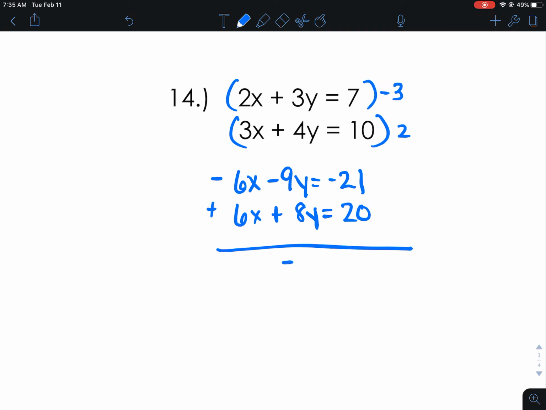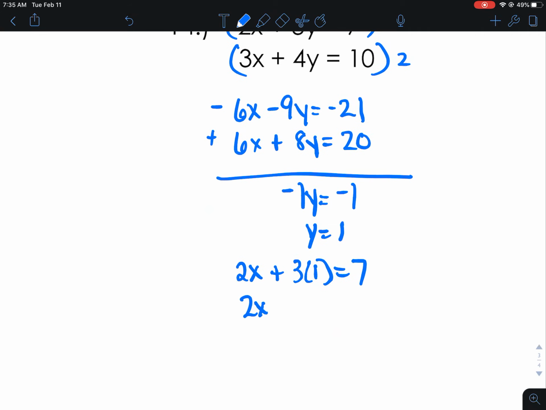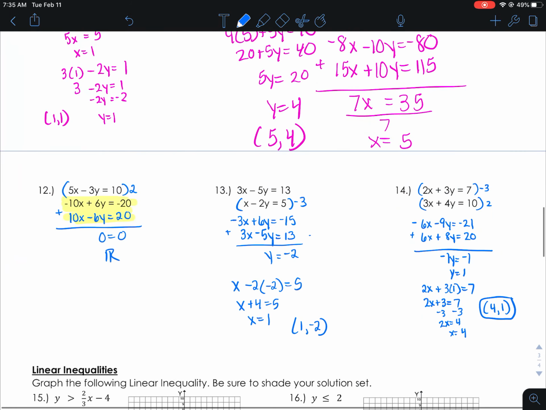So then the x's cancel, and I'm left with -1y equals -1 when I add them up, and so y is therefore equal to 1. So you get 2x plus 3 times 1 equals 7. So 2x plus 3 equals 7, minus 3, and therefore x is 4. So my whole ordered pair is 4, 1 for that one.